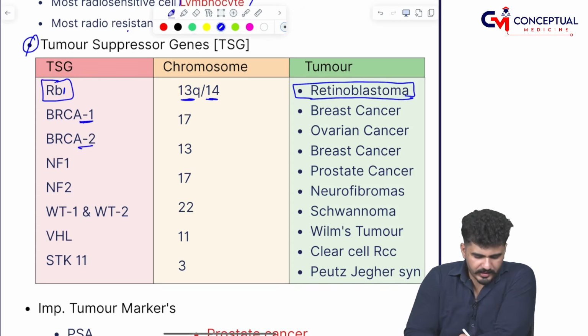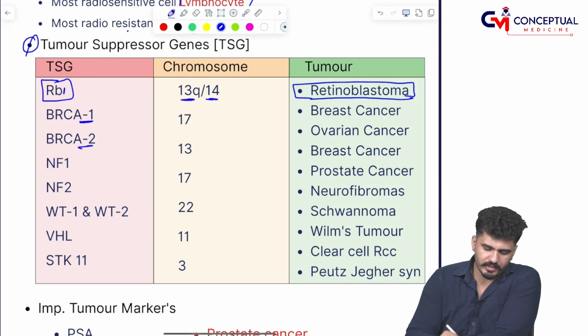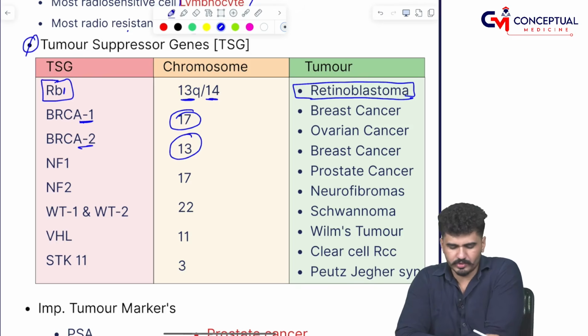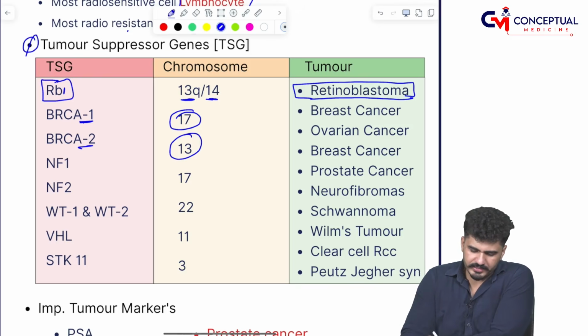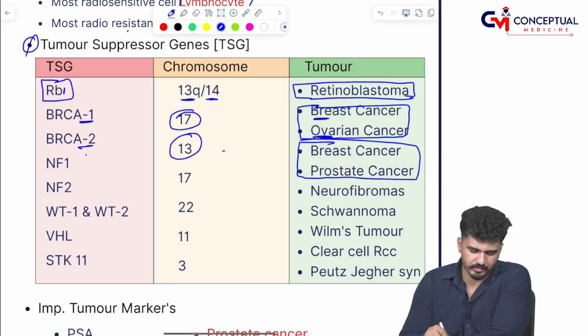Now BRCA1 and BRCA2, they are both for breast cancer. BRCA1 is on chromosome 17, BRCA2 is on chromosome 13. BRCA1 is for breast and ovarian cancer, BRCA2 is for breast and prostate cancer.